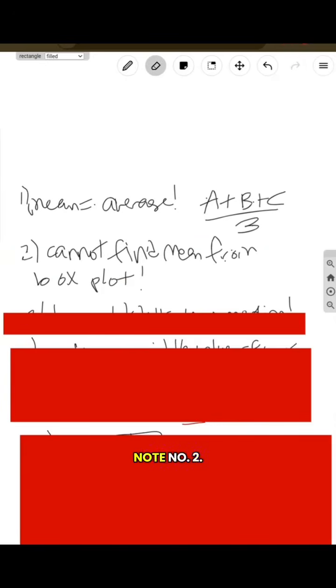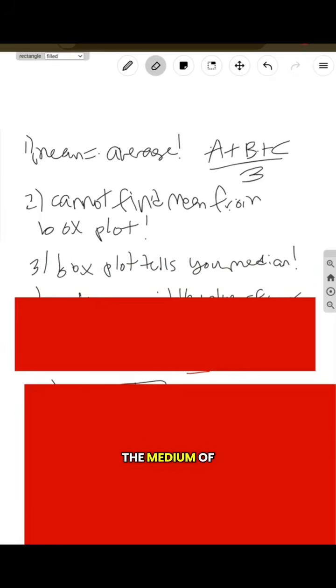But as always, of course, even if you are completely blanking on the SAT, you can just take advantage of Desmos and calculate mean using the tool labeled mean in the functions tab. Note number 2, you can't even find mean from a box plot. And that's pretty much it. That's the entire note. But what you can find from box plots is the median of a data set.